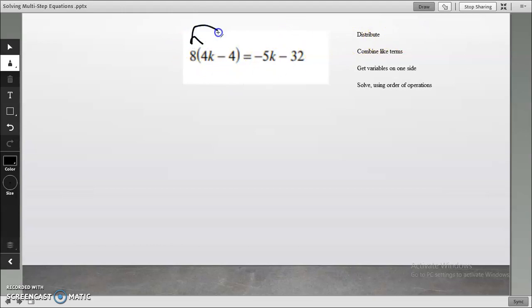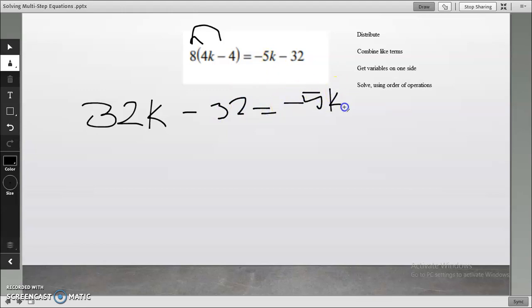So I'm going to distribute my 8 through, and I'm going to come over here and I'm going to, oops, that is not what I want to write. 8 times 4 is 32. Minus 8 times 4 is 32. Then I'm just going to bring down what I already have.